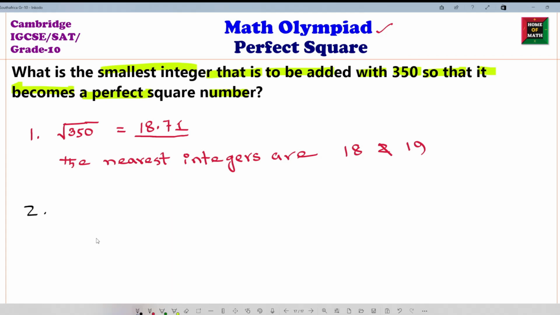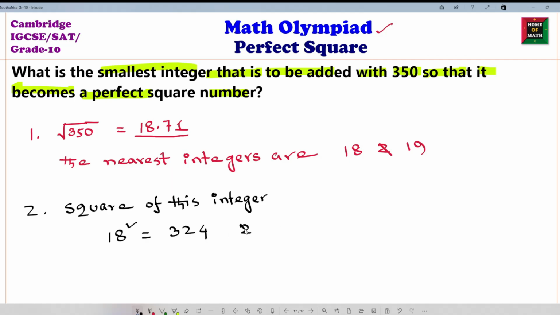Step 2. Calculate the squares of these integers. The squares are 18 square, which is 324, and 19 square, which is 361.